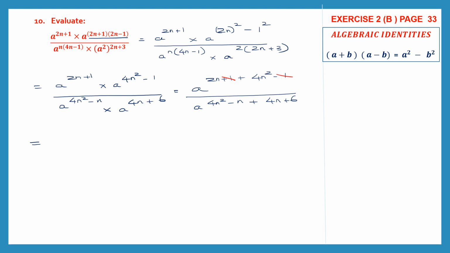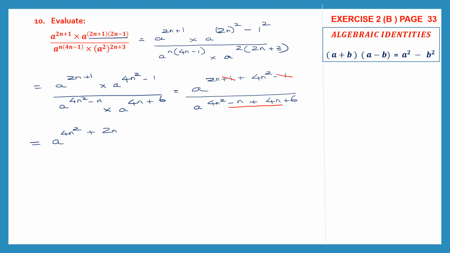So what do we have in the numerator? We have a raised to the power of 4n square plus 2n. I have put the square first because we are writing in the descending order of the powers. Now let's look at the denominator. Here we have 4n square, no other n square, but we have minus n and we have plus 4n. So these two we can work out.